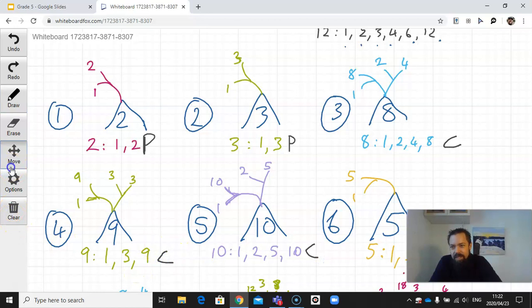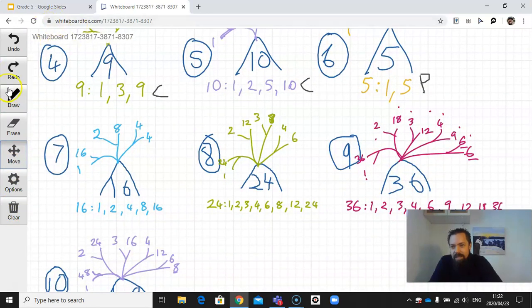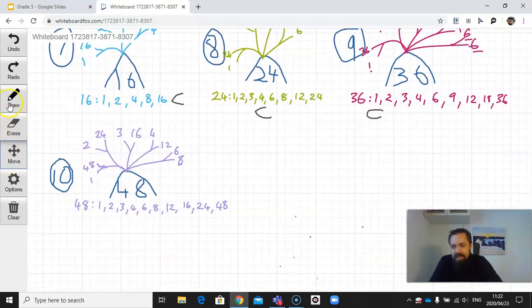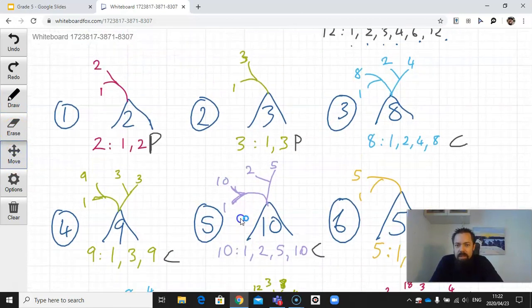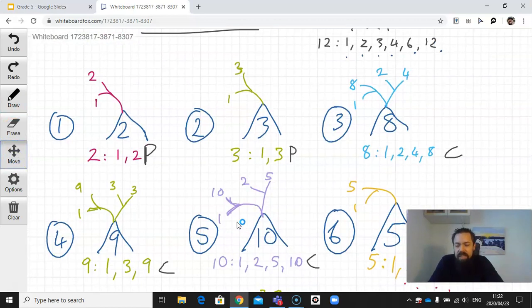Composite. Composite. Composite. Composite. And composite. So prime and composite is a way of dividing numbers. If your factors are 1 and yourself, then it's just prime. And if it has more than just the 2 factors, then it's composite.